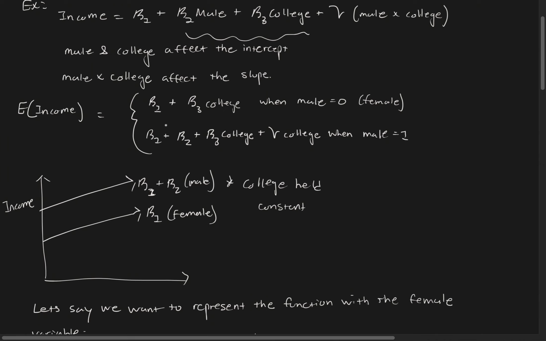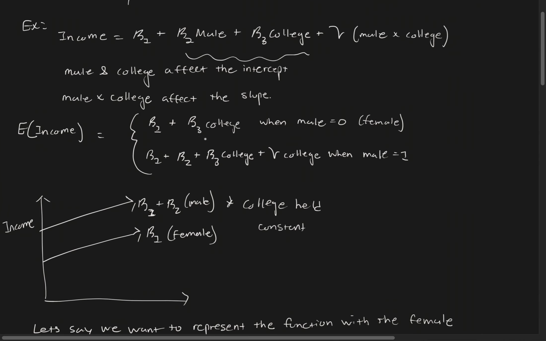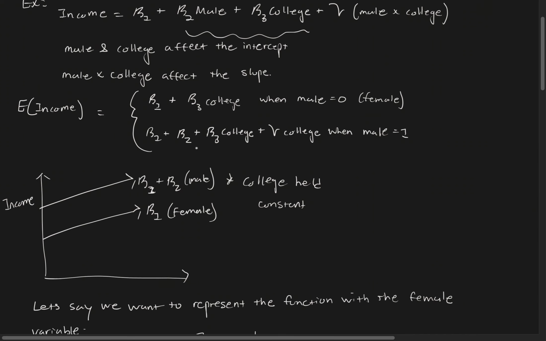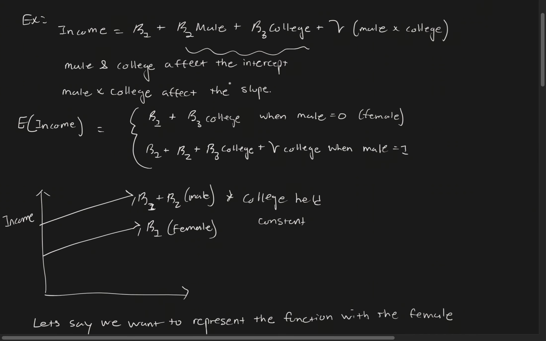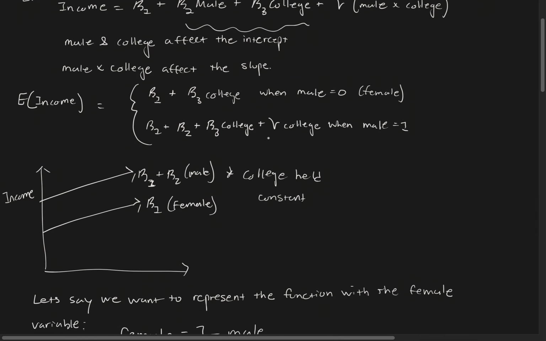And so the expectation of income we can write as beta 1 plus beta 3 college if the individual is female, and we include the beta 2 term if the individual is male, because beta 2 is given if the individual is male or not. And then the last variable of gamma, because for college, we don't know if the male went to college or not, so we'll leave that as the variable itself.